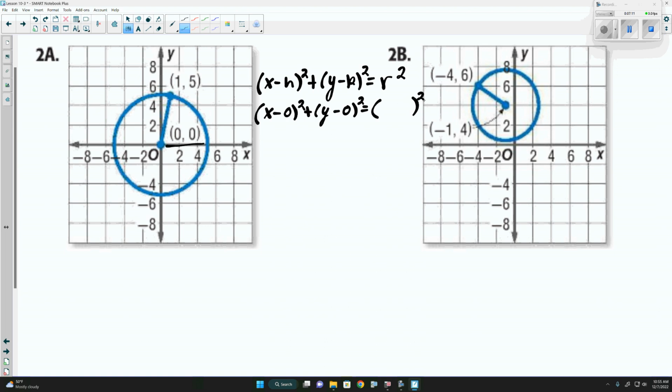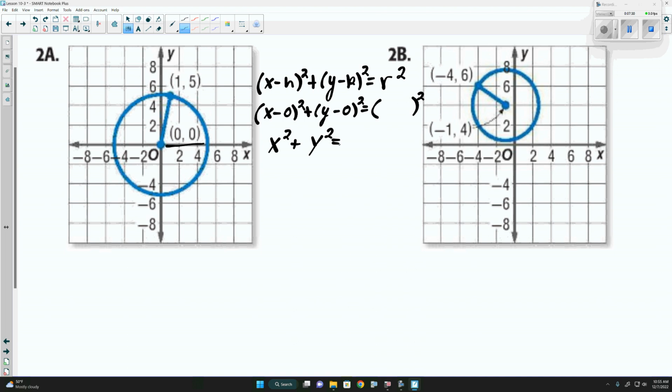Now this will simplify because x minus 0 is just going to be x, and it's squared, plus, our y minus 0 is just going to be y, and it is squared. Now the only thing we're missing is the radius.